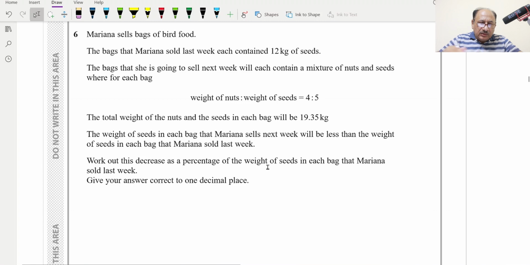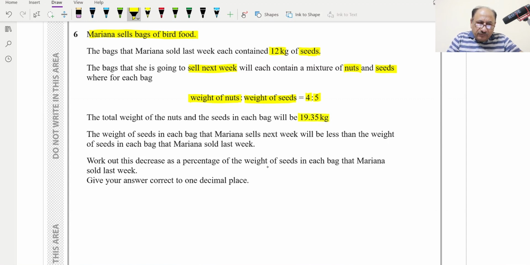Now question number 6. Question number 6 says Mariana sells bags of bird food. The bags that Mariana sold last week each contain 12 kilogram of seeds. The bags that she is going to sell next week will each contain a mixture of nuts and seeds, and the ratio between weights of nuts and seeds is 4:5. The total weight of the nuts and the seeds in each bag will be this much.